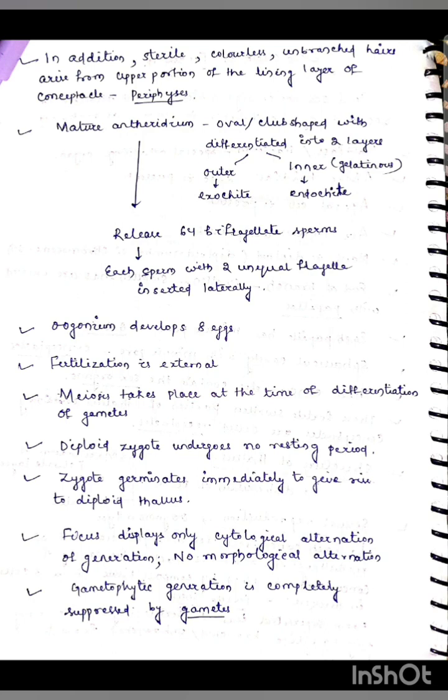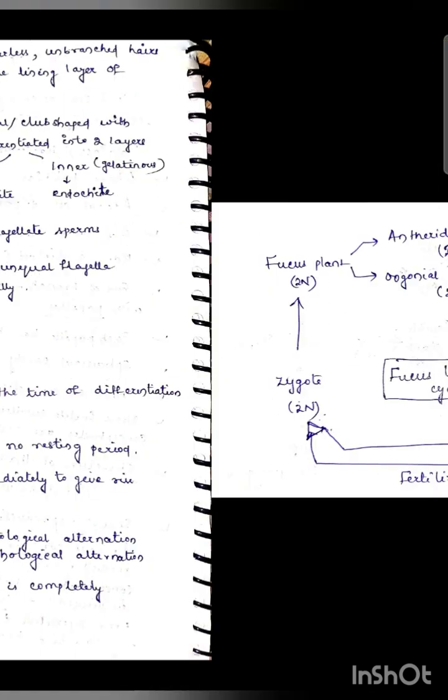So zygotic meiosis is absent and the diploid zygote undergoes no resting period. Zygote germinates immediately to give rise to a diploid thallus. So the life cycle of Fucus is slightly different from other species of algae. Fucus displays only cytological alternation of generation. There is no morphological alternation of generation. Gametophytic generation is completely suppressed. The haploid structures are only the gametes.